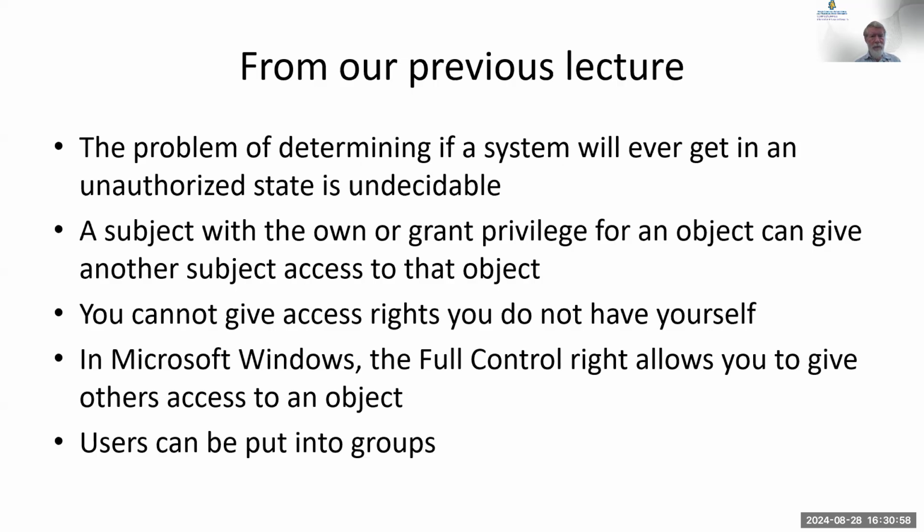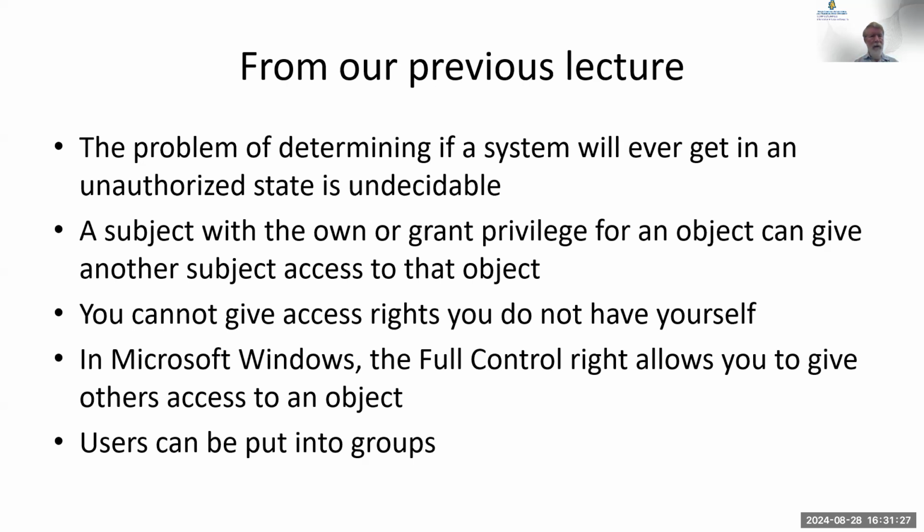All right, if you remember from last time on Monday, we did talk about access control, and how to get from an unauthorized state. You couldn't write a perfect antivirus or system to check; it's undecidable. Subjects who own an object can grant privileges to others, but can never grant privileges greater than they have.